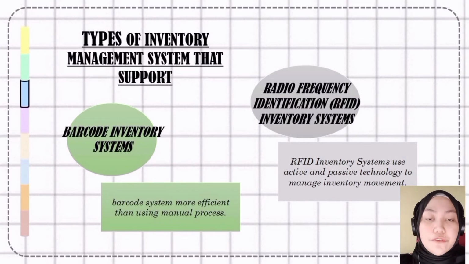Next, the supporting inventory management system. First is barcode inventory system. Using barcodes is more efficient than using a manual process. This barcode system will automatically update the inventory levels when barcodes are scanned using a scanner or mobile device.